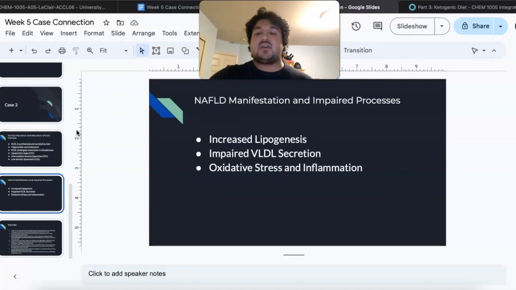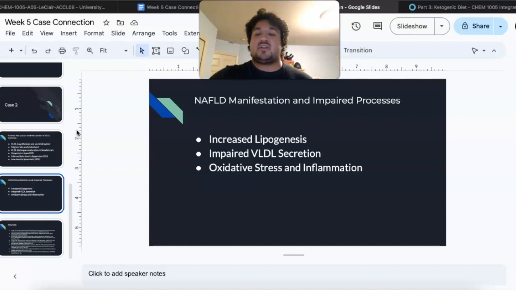Non-alcoholic fatty liver disease occurs when excess fat builds up in the liver, not due to alcohol consumption. It has nothing to do with alcohol consumption, which is very interesting. This condition is commonly associated with obesity, insulin resistance, and metabolic syndrome. In the case of NAFLD, there are several potential metabolic impairments.